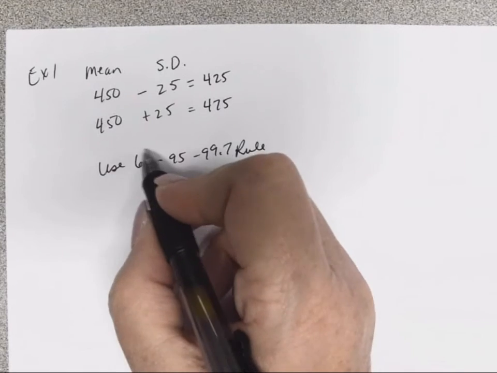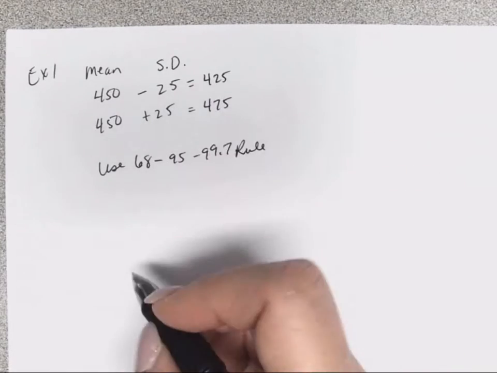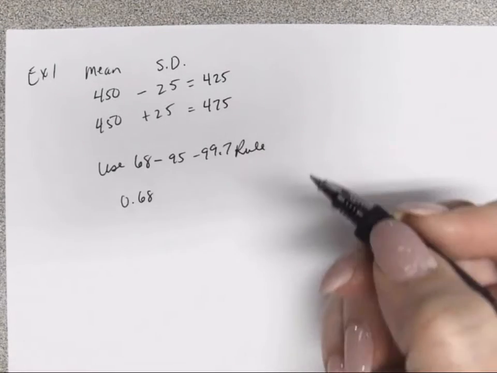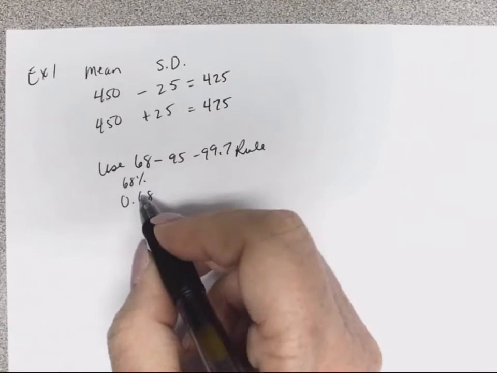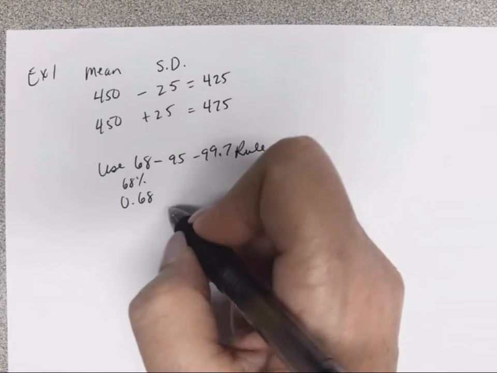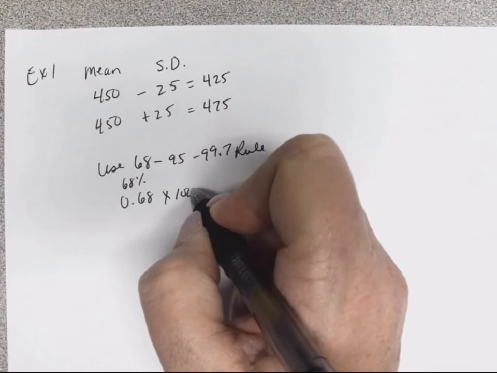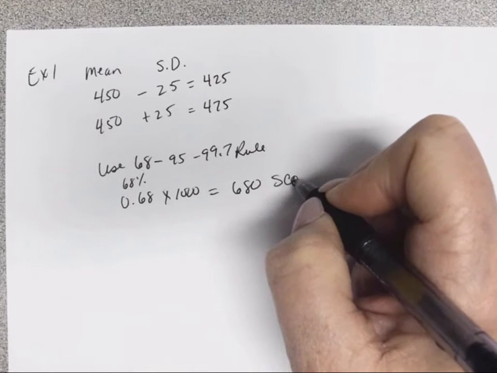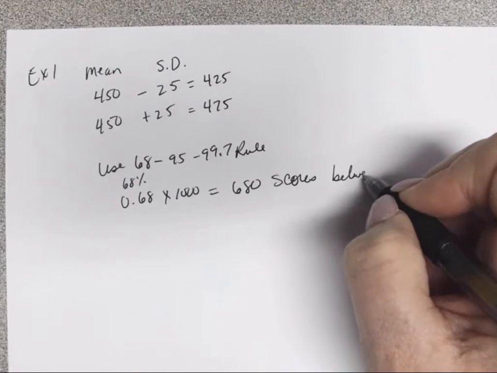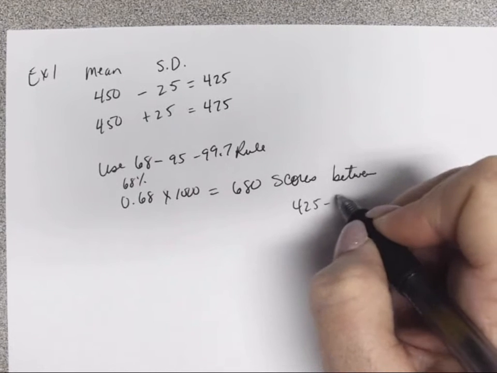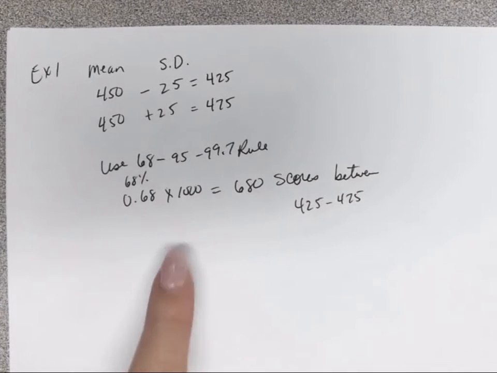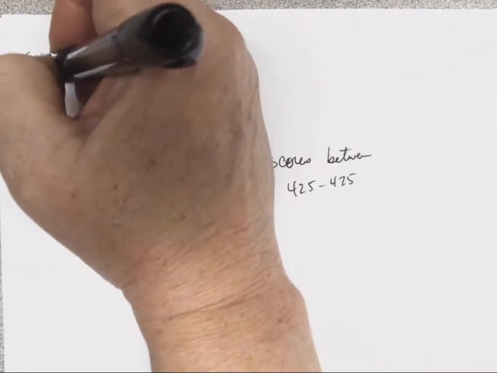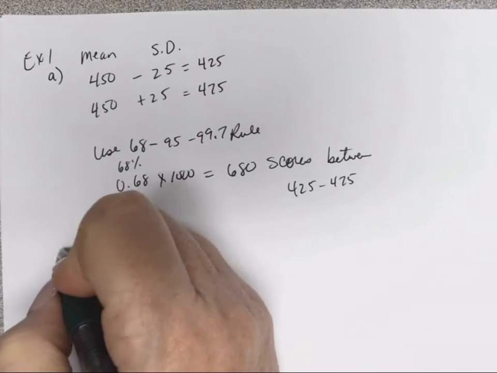And what that means is 68% of our data is within 1 standard deviation. So we've got 0.68 because that is 68%, right? We have to change it to a decimal. And we're going to multiply that times the 1,000 scores that we have, and we have 680 scores that are between 425 and 475 using our 68, 95, 99.7 rule. So this was part A. Let's go look at part B.